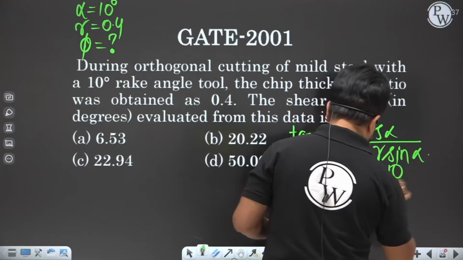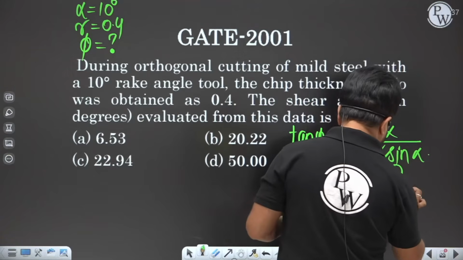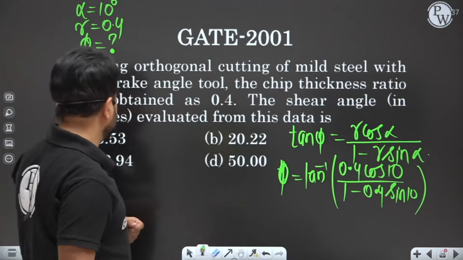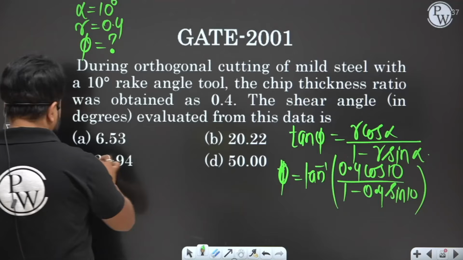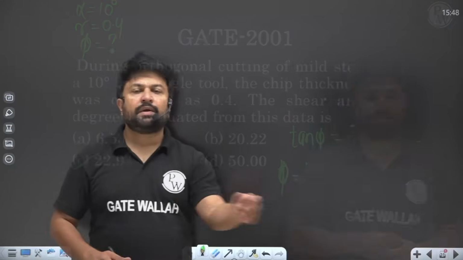10 degree divided by 1 minus 0.4 sine of 10. Now, by using the calculation, you can easily get the value and it will become 22.94, right? Now, let's see the next question.